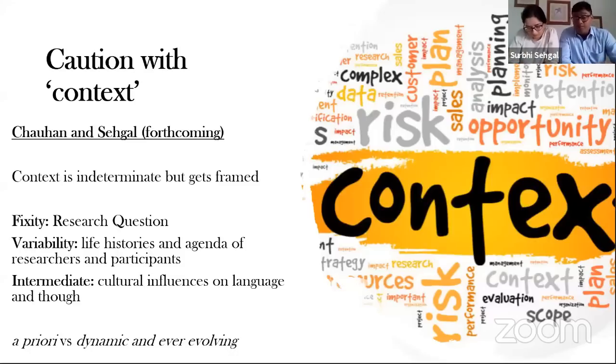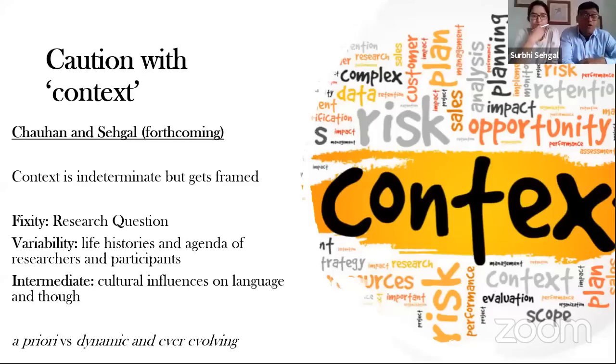On the other end, there is extreme variability. Different survivors of the same earthquake would have had different experiences. The variability in the context comes from the different life histories of the participants. The variability comes from different agendas that researchers and participants bring to the table. And in between, you have the intermediate, relatively stable, but also fluid influences on context.